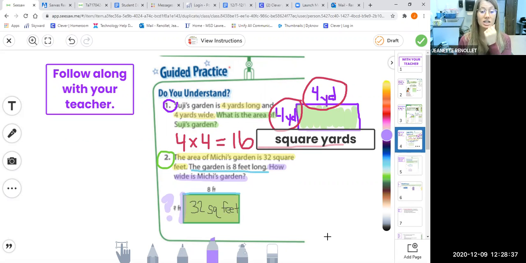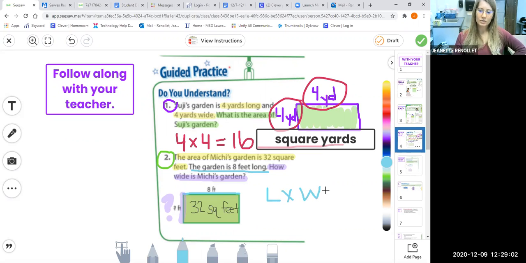First, I should check to see if there's squares for me to count, because that's one way to find area. I don't see squares for me to count. Plus, I already know there's 32 square feet inside. How can I find the width? I also know that to find the area, I can multiply length times width.